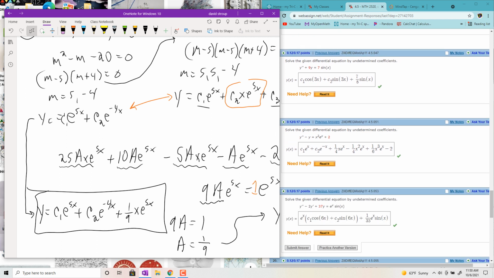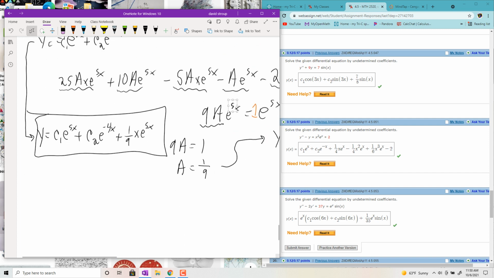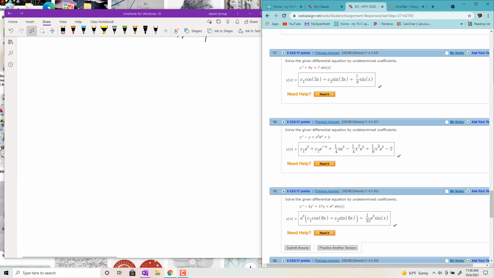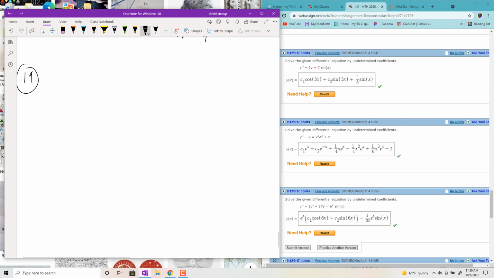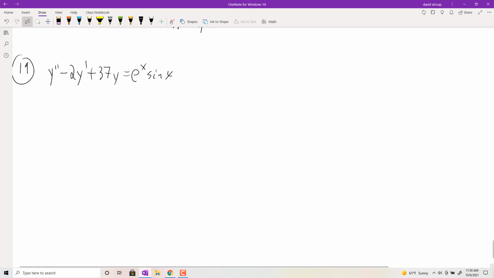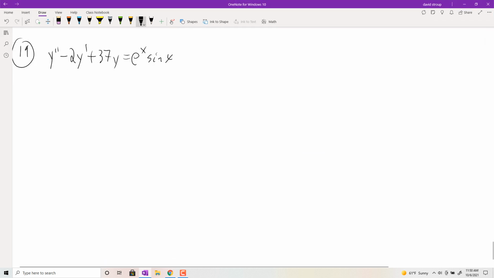Let's see if we can find one that's nastier. Let's try this number 19, see if that's anything worth worrying about. We have y double prime minus 2y prime plus 37y equals e to the x sine x. Okay. So first off, looks like the characteristic equation here ain't going to have real roots.